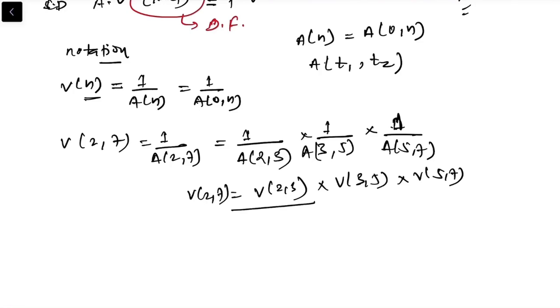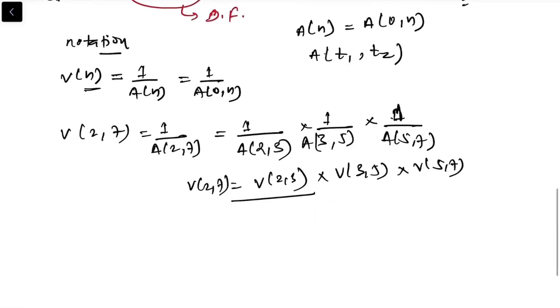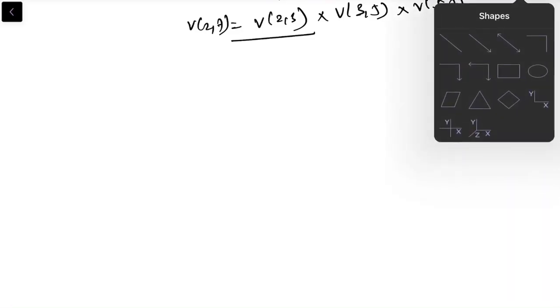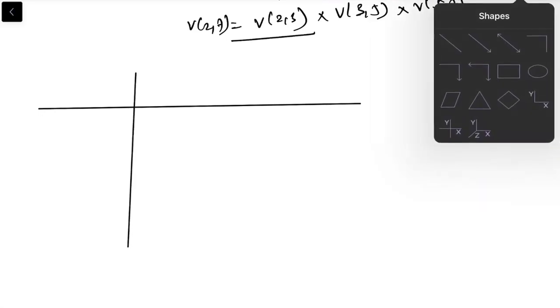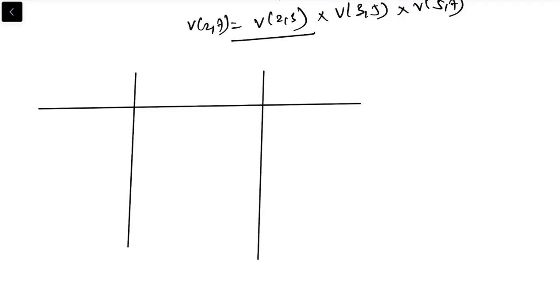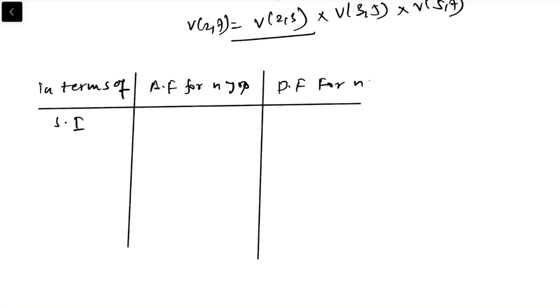Now before we end this video, let's make a chart that will be very useful for you while solving the questions. It will contain all the discounting factors and the accumulation factors. So let's make a chart. I'm going to draw 3 columns. So in terms of simple interest, accumulation factor for n years, and discounting factor for n years.